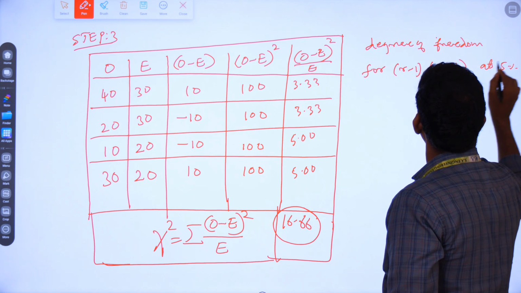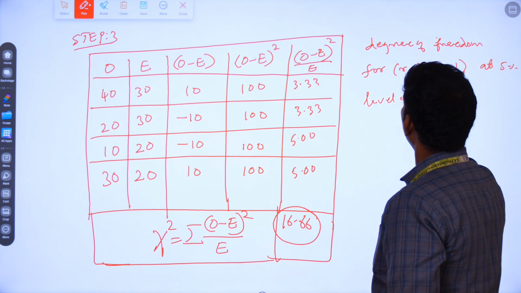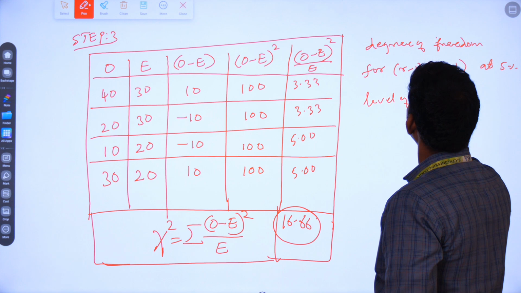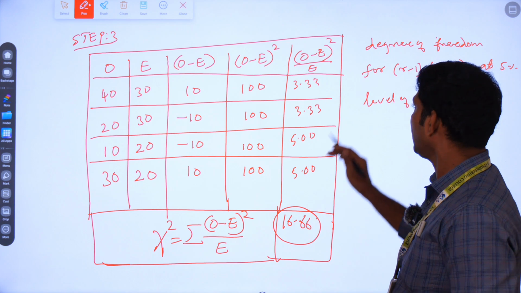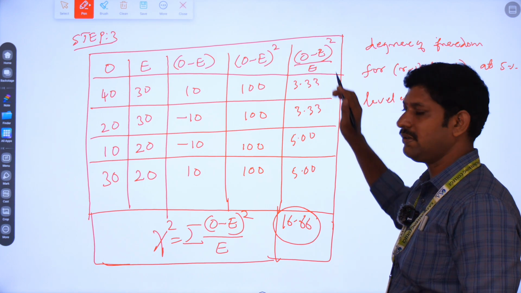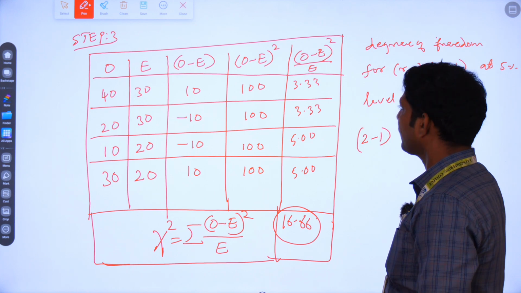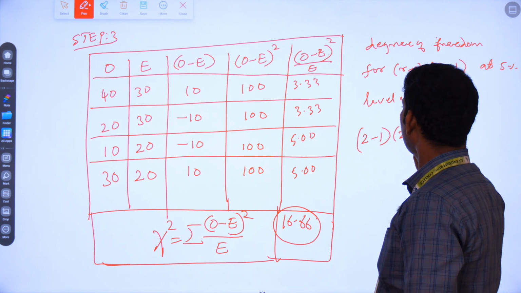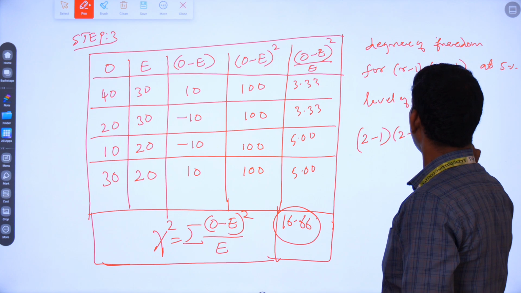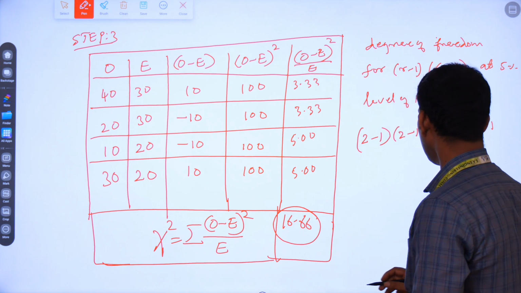At 5% level of significance. So clearly the number of rows given in this problem is 2, therefore 2 minus 1. The number of columns given in this question is also 2, so 2 minus 1, which is equal to 1 into 1, and that equals 1.